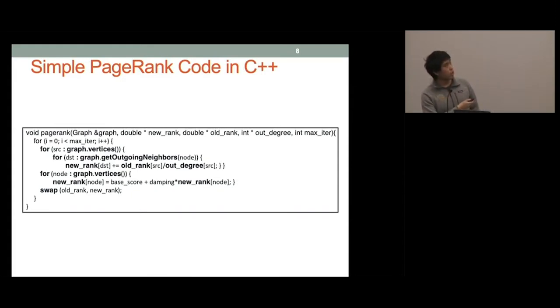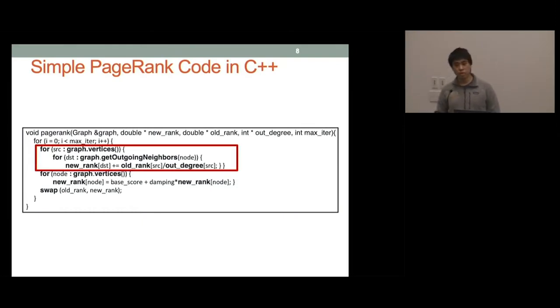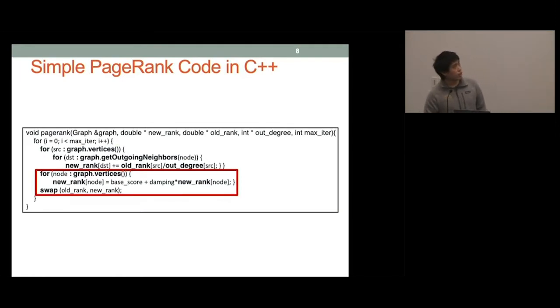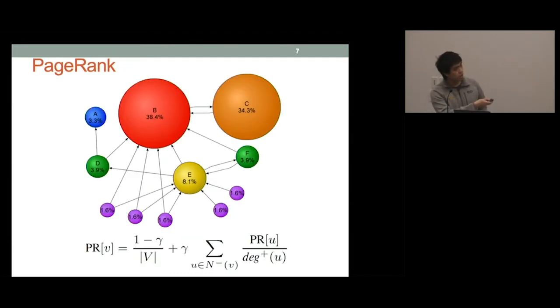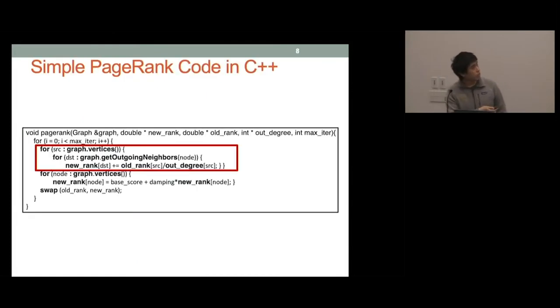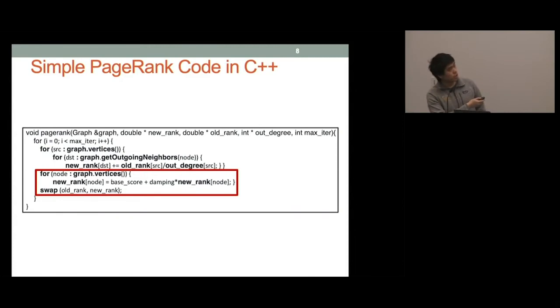So this is pretty simple code. We have an outer loop where we're going to go for some maximum number of iterations. This can either be some constant or it can depend on some convergence criteria. And then inside every iteration, we're going to go through all of the vertices in the graph. For each vertex, we're going to go through all of its outgoing neighbors, and then we're going to pass some of our PageRank to our neighbor. After that, we're going to go through all of the vertices again, and then compute its new PageRank value based on the PageRanks that it received from its neighbor. So this corresponds to just implementing this equation on this slide. And then finally, we're just going to swap the roles of these two arrays so that we can reuse them for the next iteration.